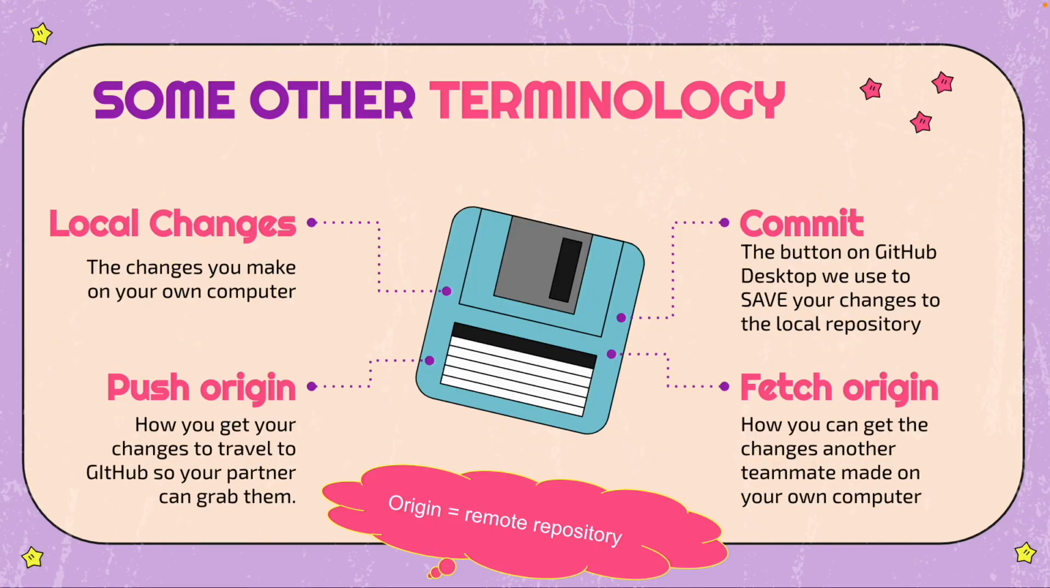So let's review some terminology we use to drill it in. This is always something you can go back to as you're using GitHub for your project. Local changes are the changes that you make on your own computer. When we commit, it's this button on GitHub Desktop that we use to save our changes to the local repository. We need to do this before we push. When we push is how we get our changes that we made on our computer to travel to GitHub so your partner can grab them. Origin is the same thing as remote repository. Fetch origin is how you can get the changes another teammate made on your own computer.